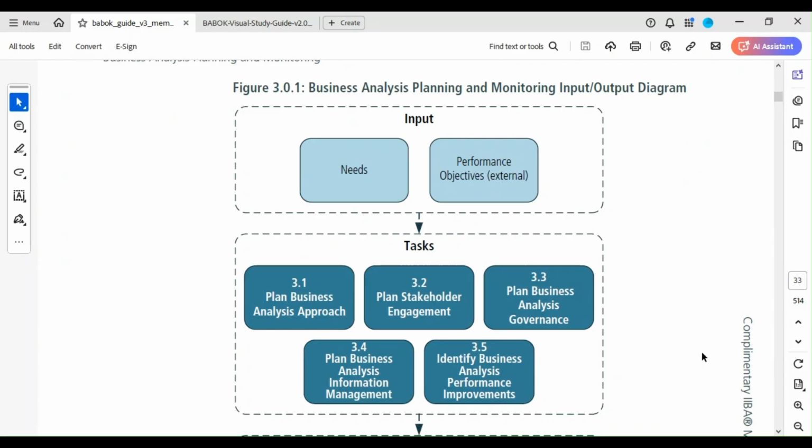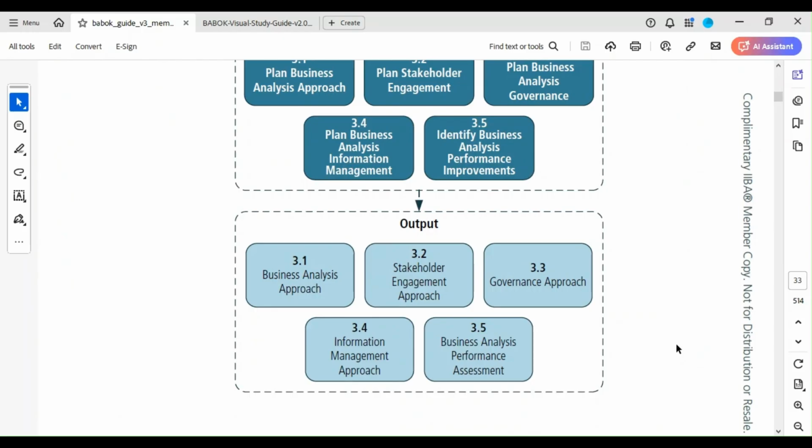So, the input. When you are doing your business analysis planning and monitoring, whenever you see input, just know that this is what you are bringing in, this is what you are introducing, the materials or whatever that you need. Then, when you see tasks, these are activities that you need to perform. Then, when you see output, these are the results from your tasks or activities that you've performed.